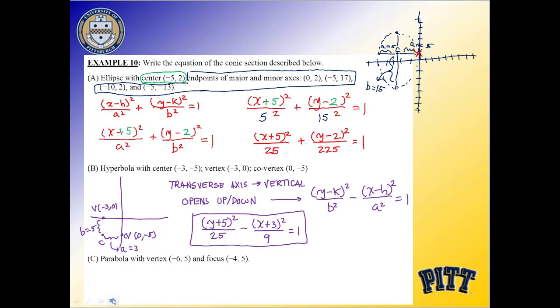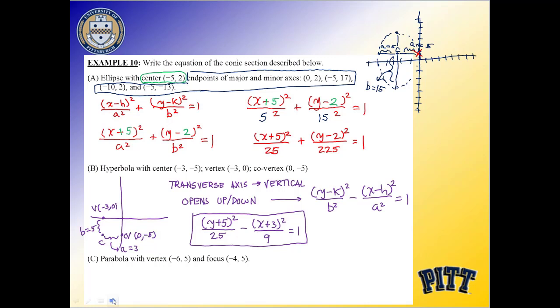Now I know what h and k are. h is -3, k is -5, so I put them in there. a is 3, so a squared is 9. b is 5, so b squared is 25. And you can see where I put them in with respect to each other. That's your equation. That's it.